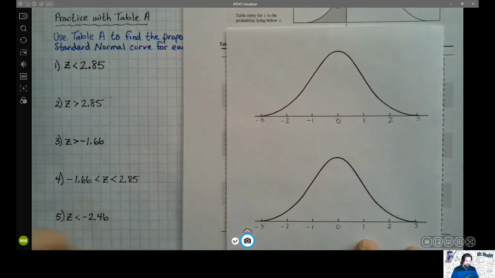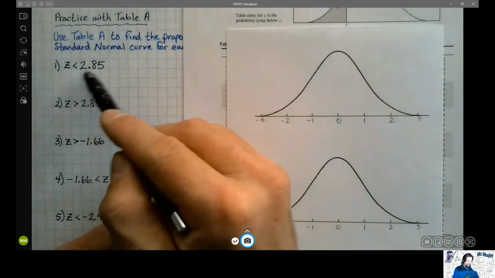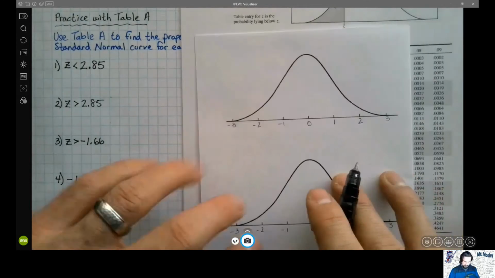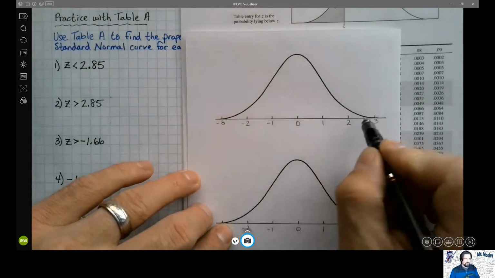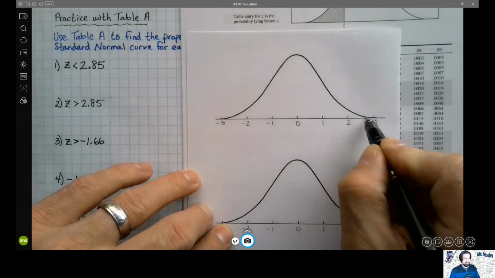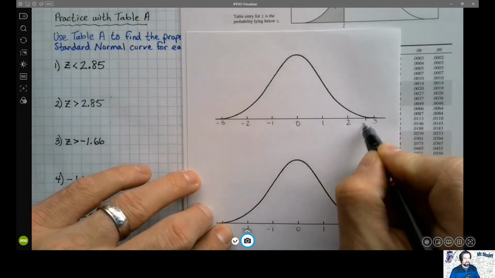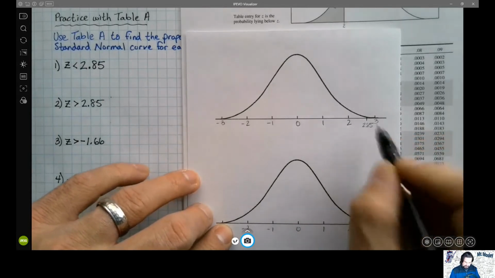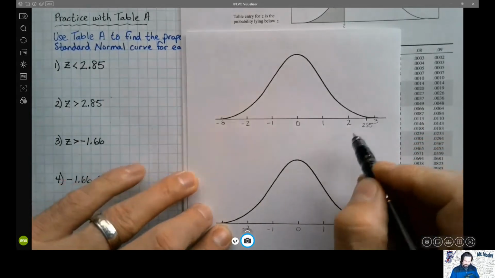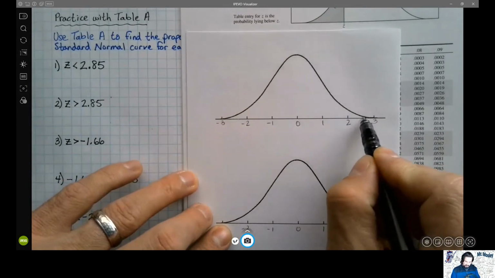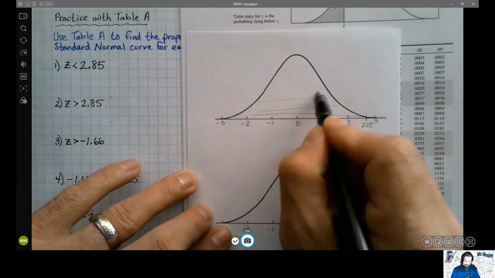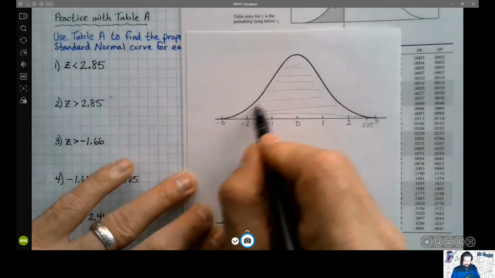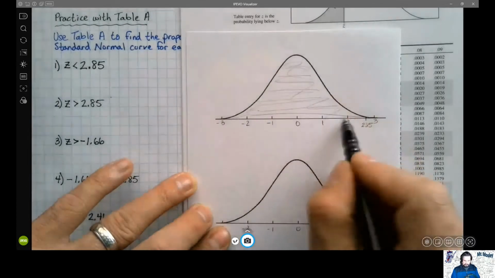First, we're looking at z less than 2.85. If we're looking at our curve here, it's going to be most of the curve. We'll say this might be 2.85. It's way over here, and I'm looking for less than, so I'm looking for darn near all of this. I'm getting everything to the left of the 2.85.